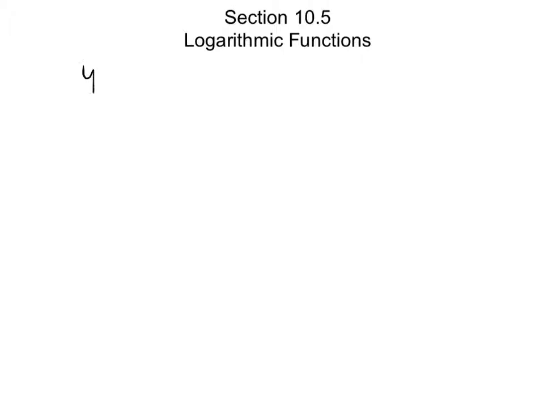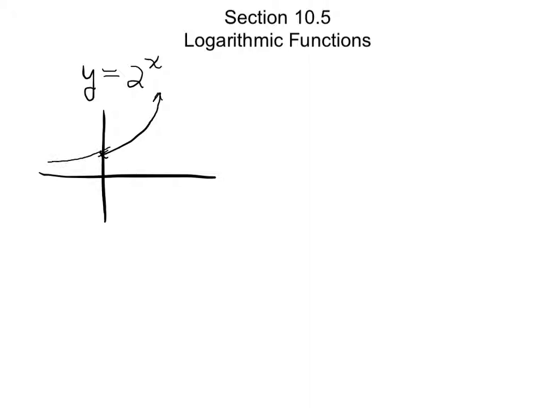So if we think about a very basic exponential function, like y is equal to 2 to the x, and we consider its graph, we go through the point (0, 1), get very big here, and we approach 0 here. So the negative x-axis is an asymptote. The domain of this function is all real numbers, and the range is y greater than 0.